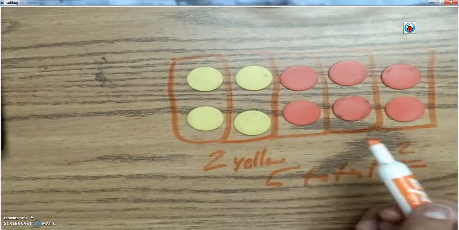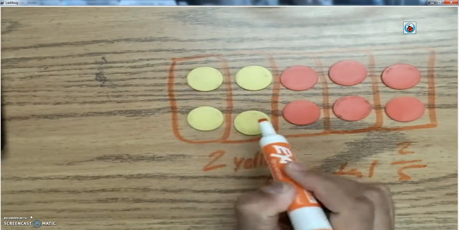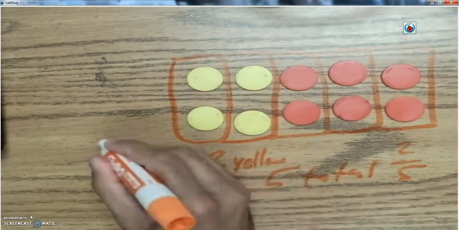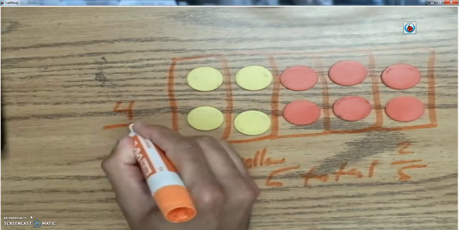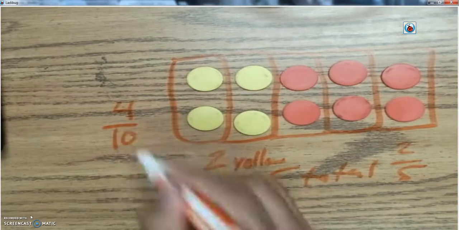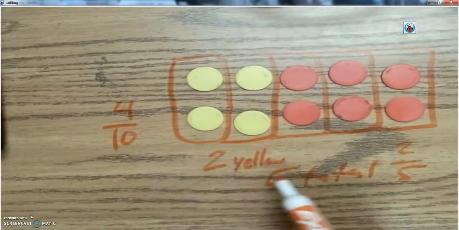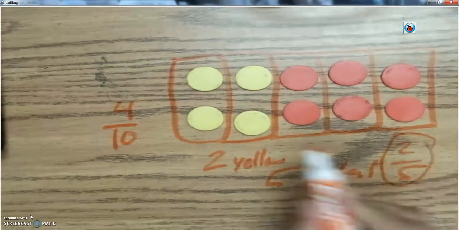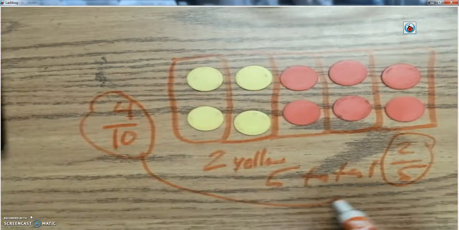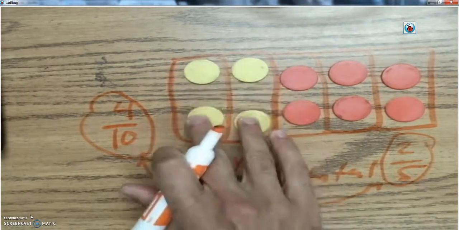But I also see an equivalent fraction to 2/5, which is 1, 2, 3, 4 yellow out of 6, 7, 8, 9, 10. So when I look at this picture, I can either see 2/5 or I can see 4/10. Those are equivalent fractions either way. Pretty neat, huh? And I could do that just like partitions.